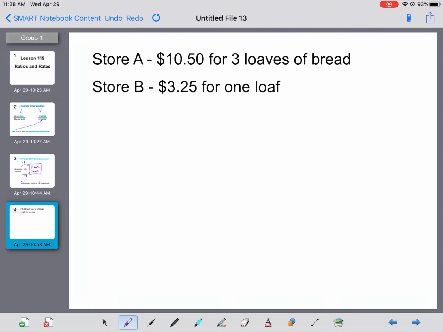And you use unit rates, well, most often you would use them a lot of times in grocery stores. So let's imagine we have 2 different grocery stores that are advertising their prices for bread. So at store A, they have a special on $10.50 for 3 loaves of bread. Now store B doesn't have a special for 3 loaves of bread. It just has $3.25 for 1 loaf. And you want to know what is the better deal. You're going to use your knowledge of unit rates to figure out what the better deal is. So we're going to set it up.